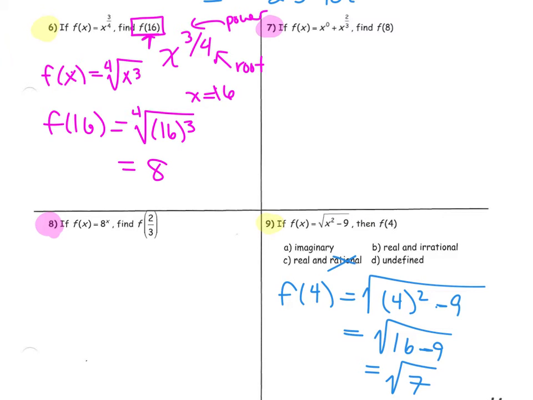So that's out. It's not imaginary. There's no negative under the radical, and it's not undefined. So this actually is a real number. It's just irrational. Okay? Alrighty, let's continue.